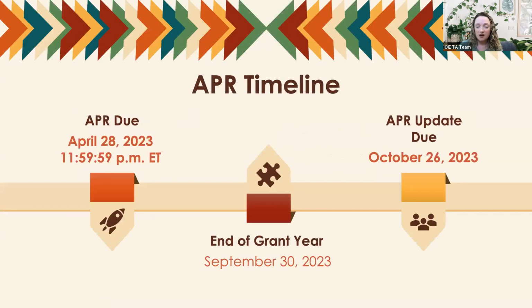Now, the rest of the year, kind of looking at what happens after that. So your APR is due on April 28th. Your grant year ends September 30th, but you do have an APR update due by October 26th. That's the deadline. I would highly encourage you to complete it by the end of your grant year because it's pretty simple. You're just updating any measures that you've reported as incomplete data. You're just completing any of that data. So that's something that can be easily completed and submitted by the end of your grant year. October 26th is just the final time that you can turn that in.